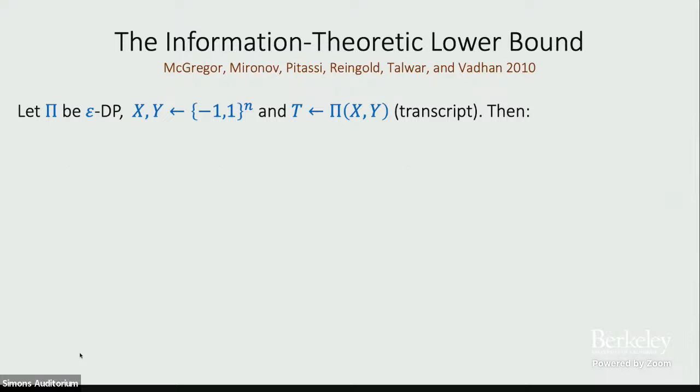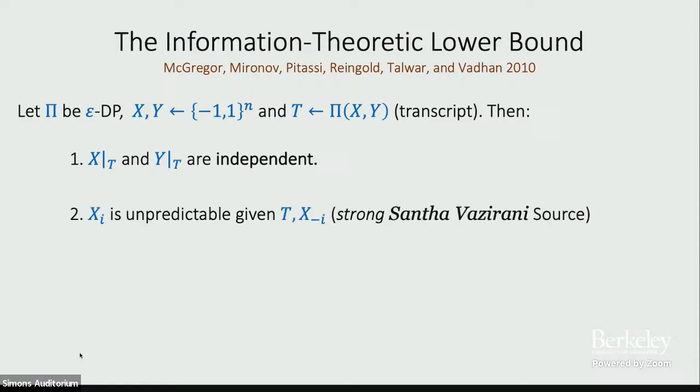And if this protocol pi is an accurate protocol for the inner product, then this transcript T contains an accurate estimation of the inner product. Then for any protocol, it holds that the input of Alice given the transcript is independent of the input of Bob given the transcript. So X given T and Y given T are independent random variables. This is true for every two-party protocol.